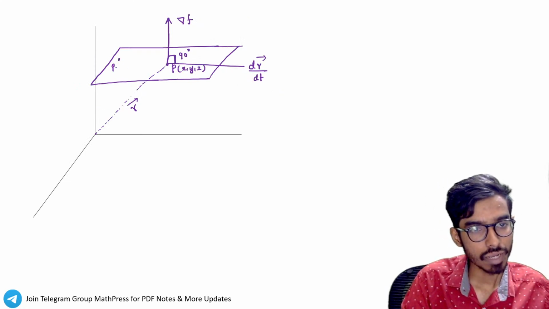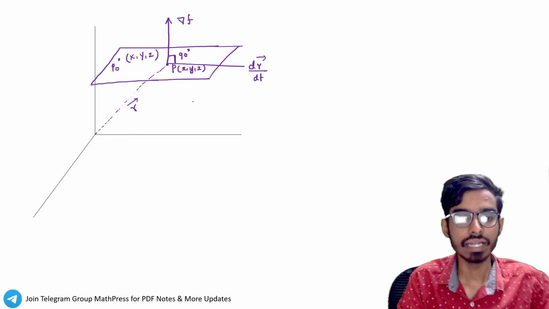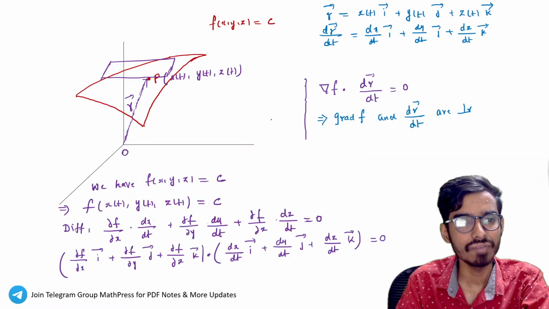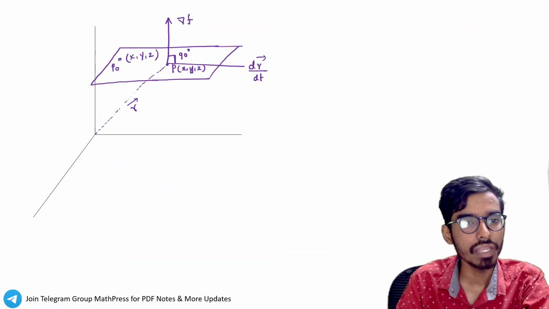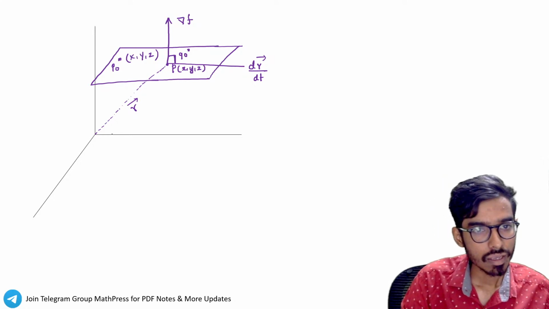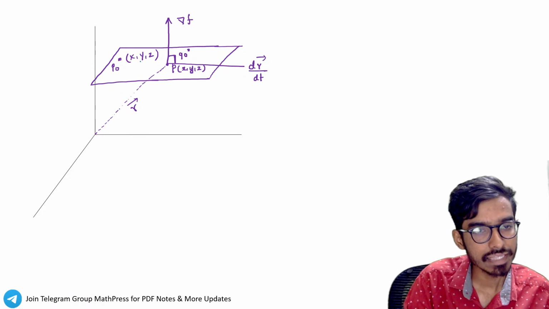Let us call this point some P naught. Let us call that capital X, capital Y, capital Z. That is what I have said here. This capital X, capital Y, capital Z is some point on the surface. So I'm taking that to be equal to some P naught. Now remember, this P naught lies in the tangent plane. Yes or no? This P naught lies in the plane.